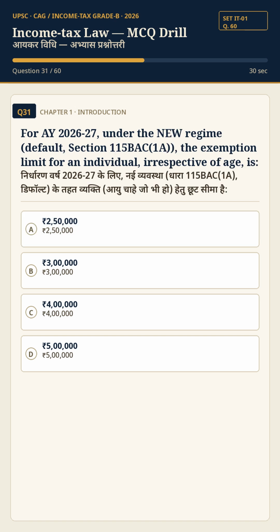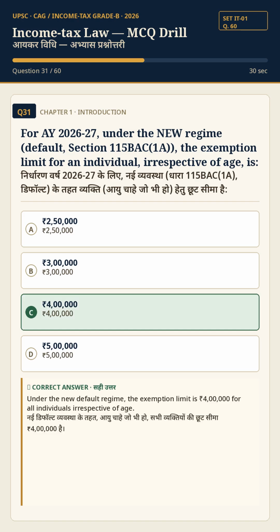Question 31. For AY 2026-27, under the NEW regime default, Section 115BAC(1A), the exemption limit for an individual, irrespective of age, is option A, 400,000. The correct answer explanation: under the new default regime, the exemption limit is 400,000 for all individuals irrespective of age.